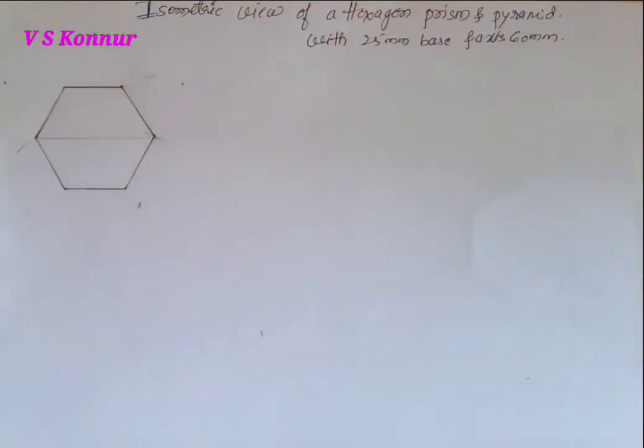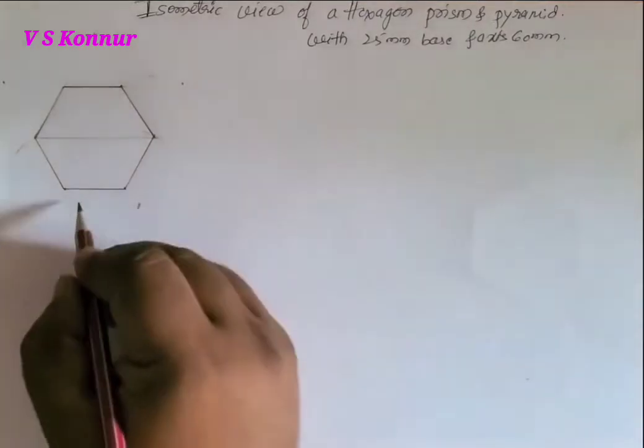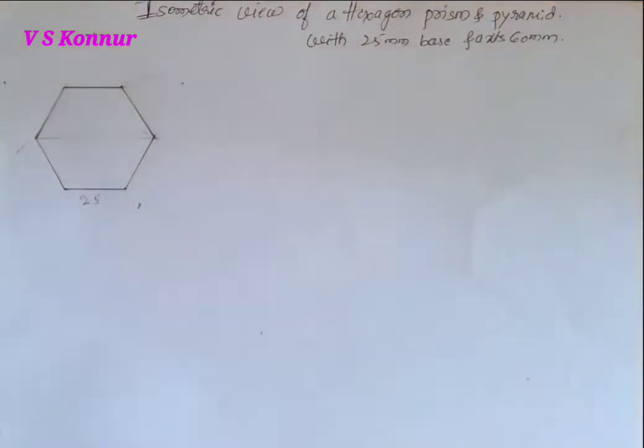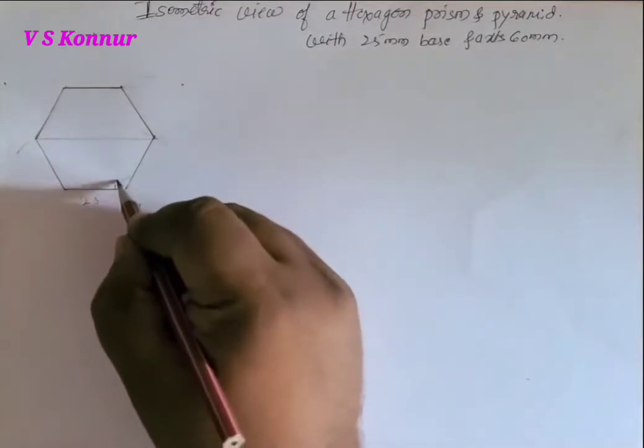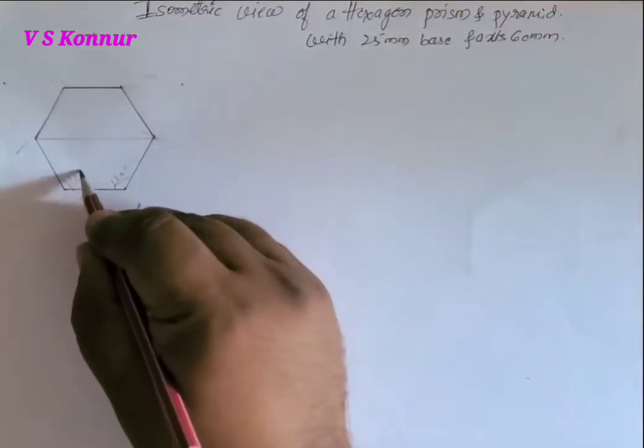Isometric view of a hexagon, prism and pyramid with a 25 mm length of one edge and axis is 60 mm height. Axis of the prism and pyramid is 60 mm and one end of each hexagon edge is 25 mm. Now to construct a hexagon, prism and pyramid, first you have to draw the normal hexagon 25 mm side with an angle of 120 inside on all the corners, 120 inside.